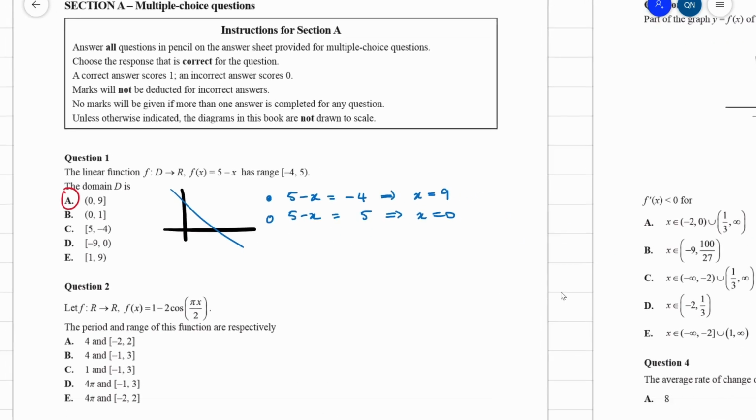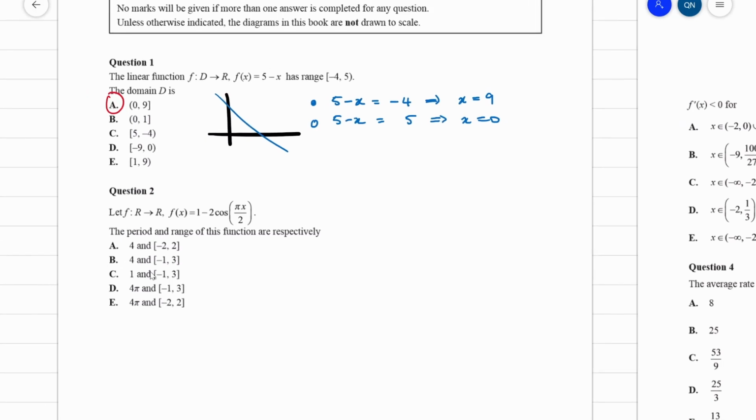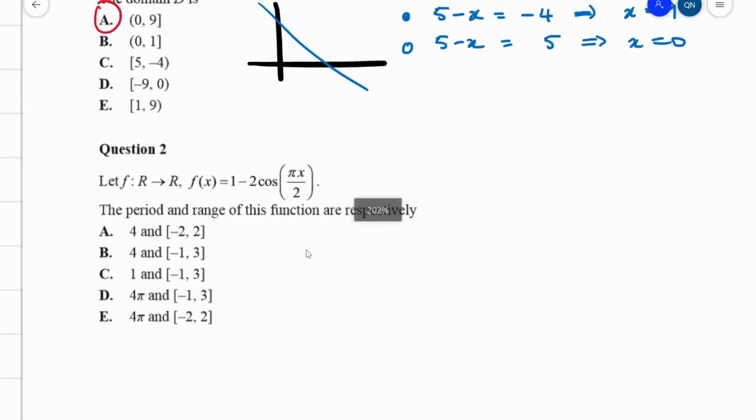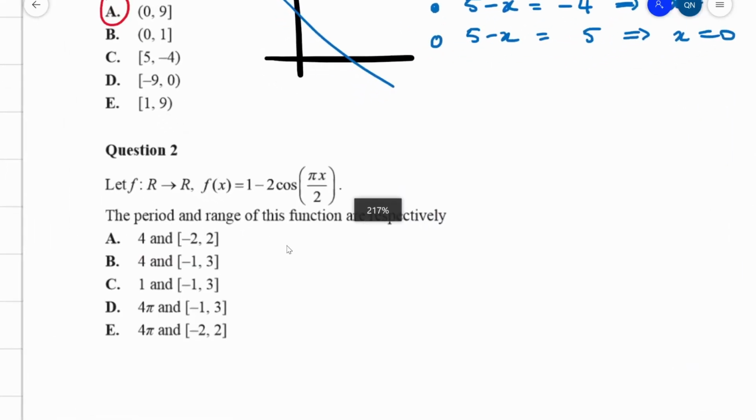Question 2, we have a trig function that I believe has been appearing on every single multiple choice section of each exam for the past few years. So we're asked to find the period and range of this function. How do you find the period? Well, it's going to be 2 pi divided by the coefficient in front of x, which is pi on 2, and the pi's are going to cancel. This 2 in the denominator of the denominator is going to flip up to become a 2 times 2 in the numerator, and that's going to give you 4.